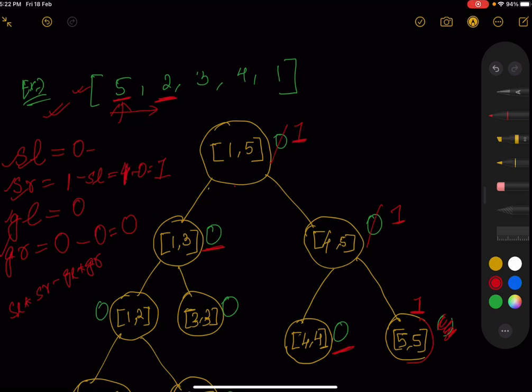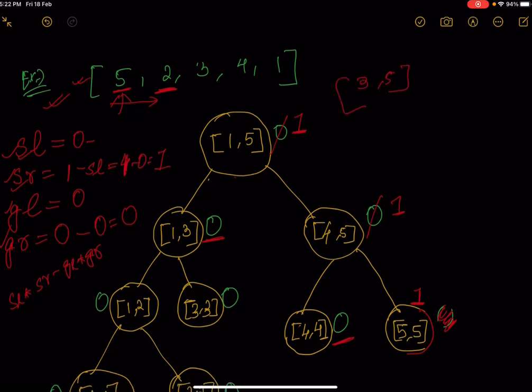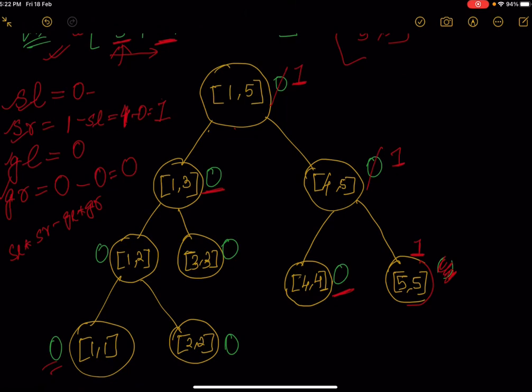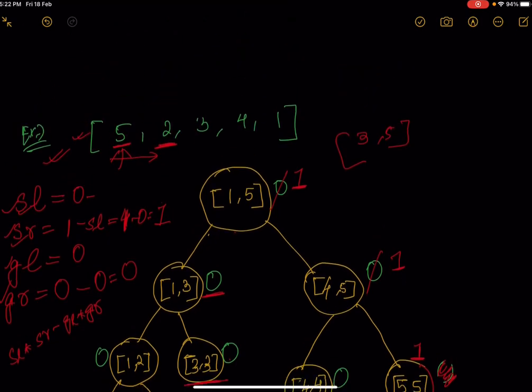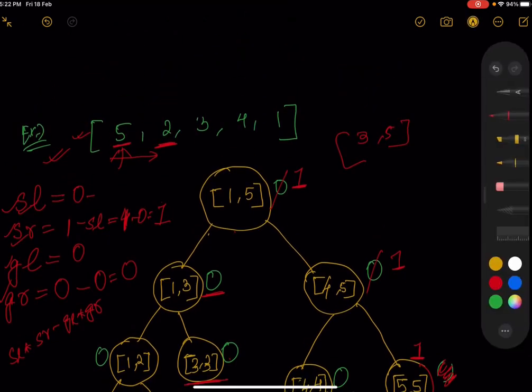Okay, similarly we will try to find greater to the left. So greater to the left will be equal to the number of elements lying in the range 3 to 5. Now the range 3 to 5 can be decomposed as 3 to 3 plus 4 to 5. So if you see, 3 to 3 plus 4 to 5 is 0 plus 1, which is 1. So it means greater elements to the left will be equal to 1. Okay, so this will change to 1.